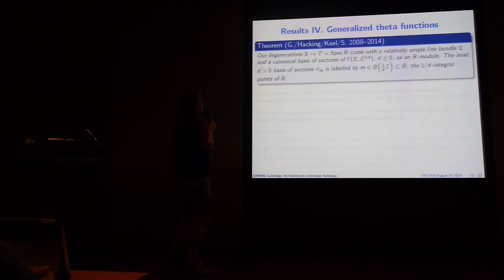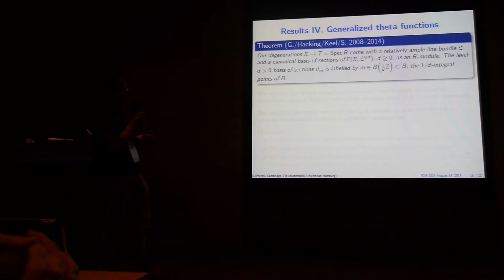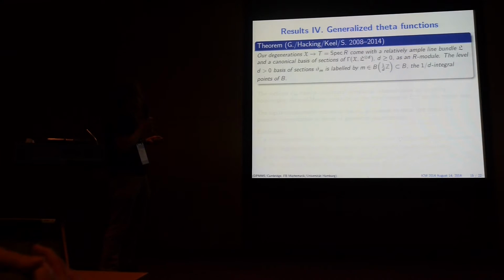So moving on, another theorem that's currently almost written up is that our degenerations come with a very natural basis, which we call theta functions. They always come with a relatively ample line bundle L, and every positive power of L comes with a canonical basis of sections, indexed by points on B. This notation here means points on B whose coordinates are in 1 over D times the integers, so coordinates with denominator at worst D.